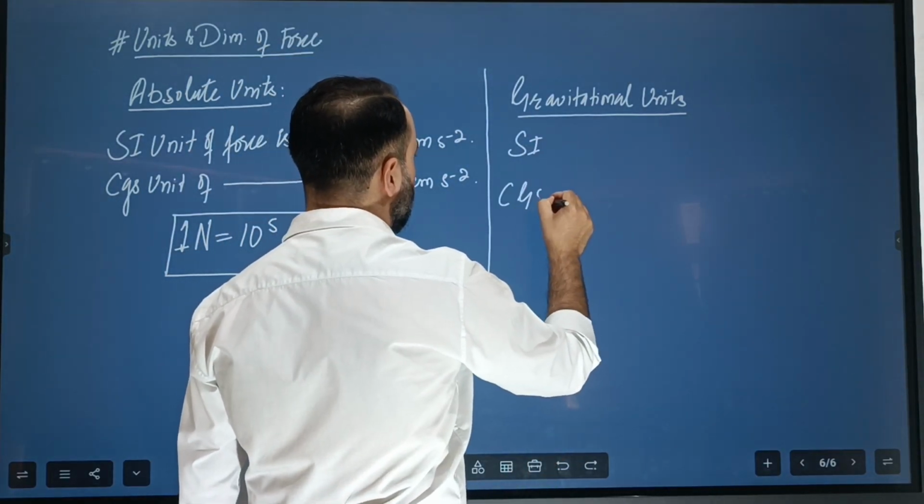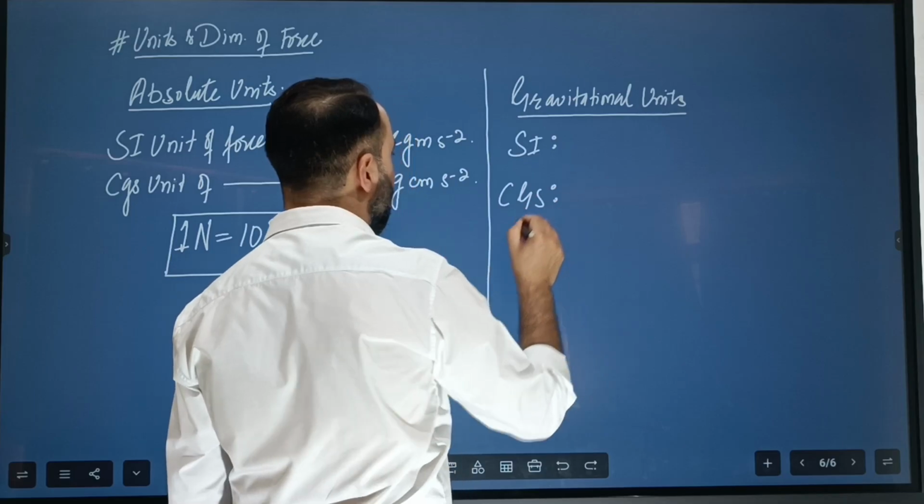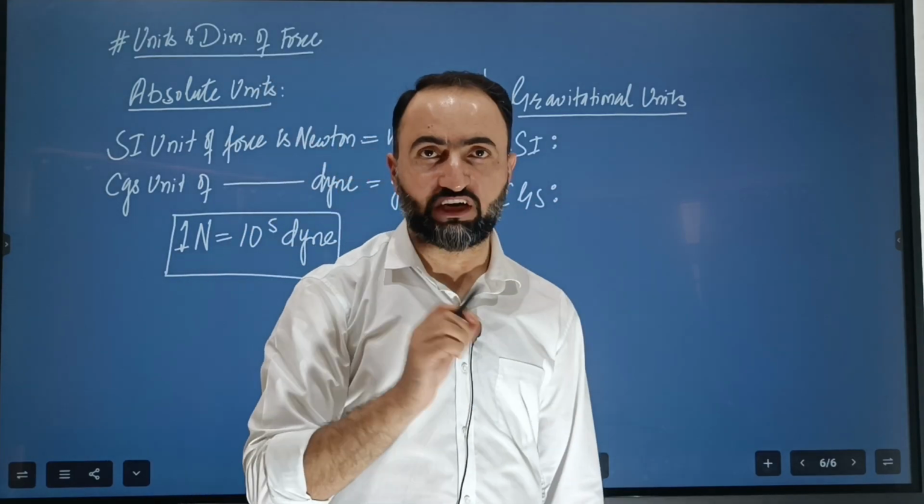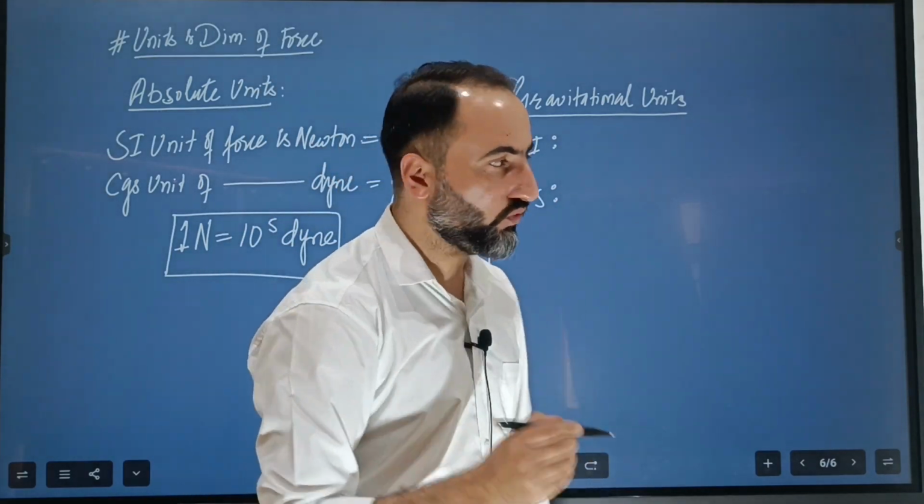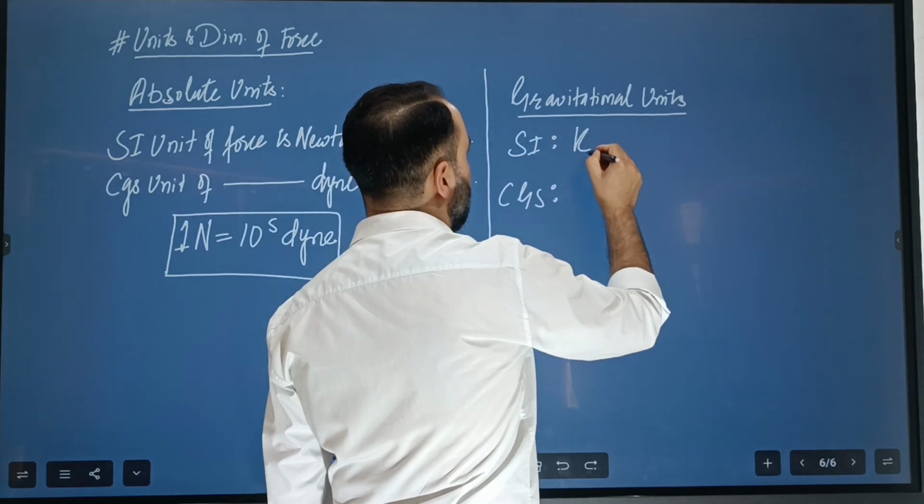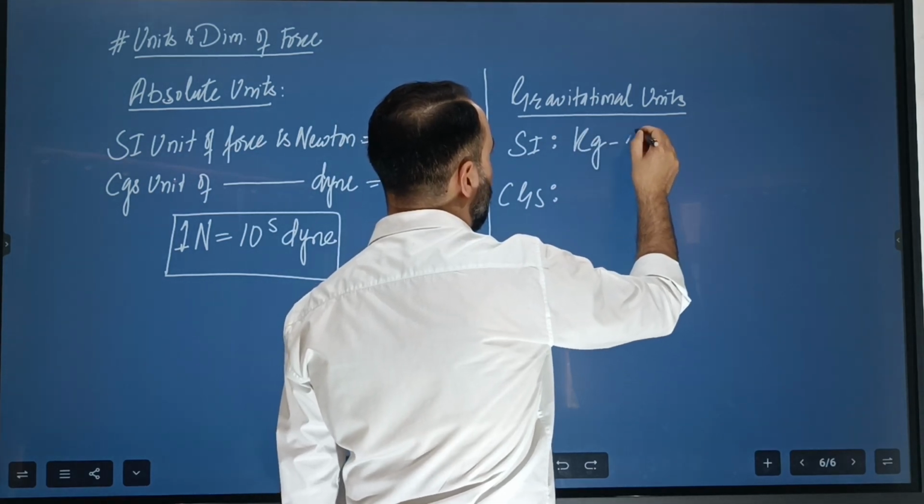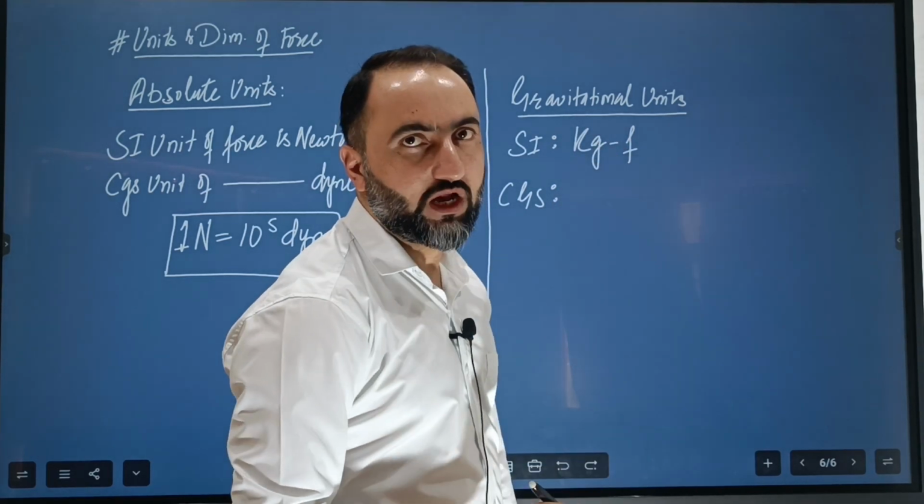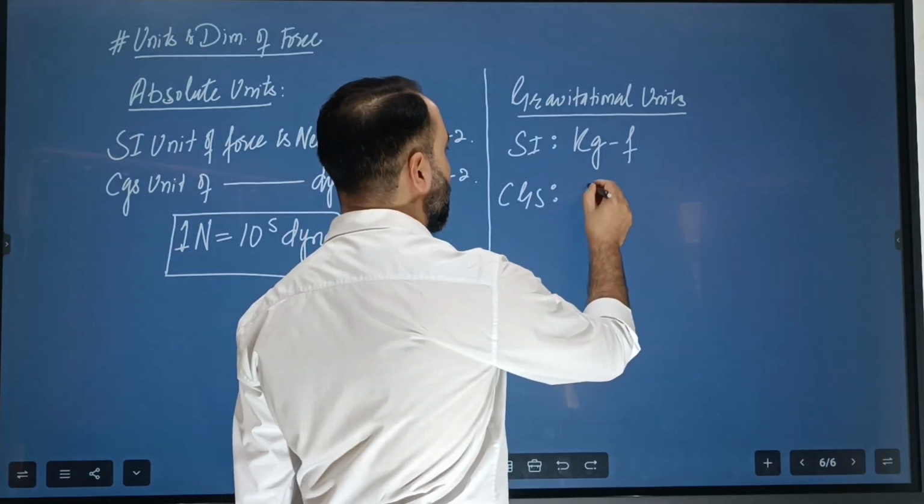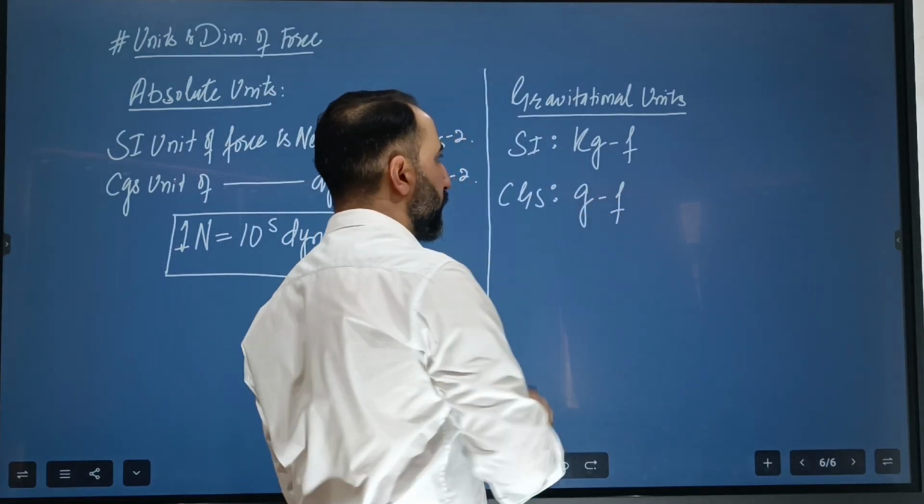So what is the SI unit of force in the gravitational units? That is kilogram force, denoted by kgf. Kilogram force. And what is the CGS unit? That is gram force.